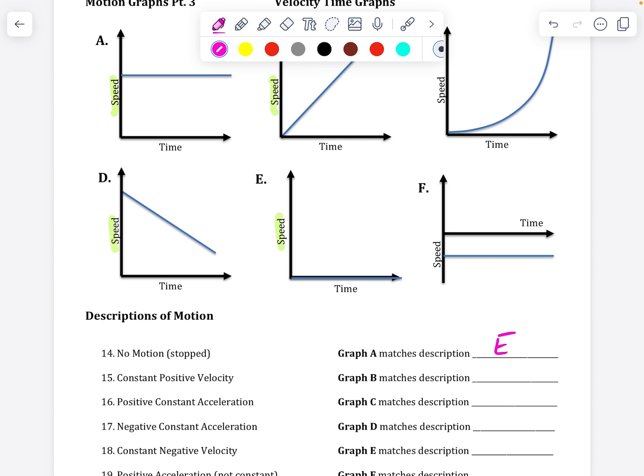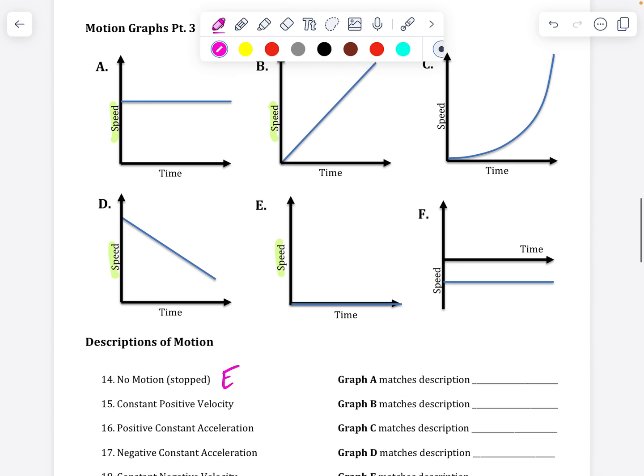Oh, I guess I'm doing this wrong. Okay, so we'll do this. We'll match them up like this, and then I'll switch them. I'll put them over here. So constant positive velocity. Constant would be a straight line, and it's positive, so it's above 0. So I would say that one is A.